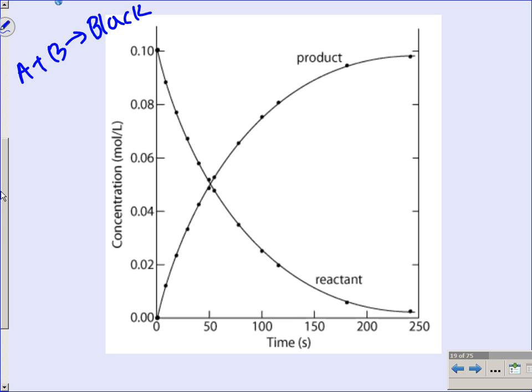Say again? None, right? So on a graph, I'm going to keep this right here, showing you this one, the purple one, the product one. So at time 0, you have 0 concentration of products. At time 0, in this graph in particular, you had 0.1 molar concentration of said reactants. So over the course of the reaction, what happens to the reactant's concentration?